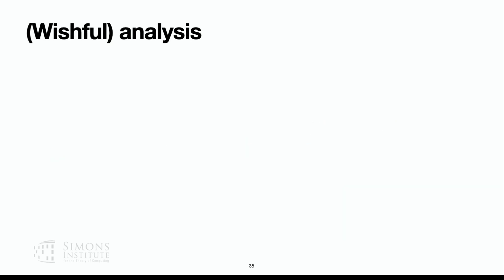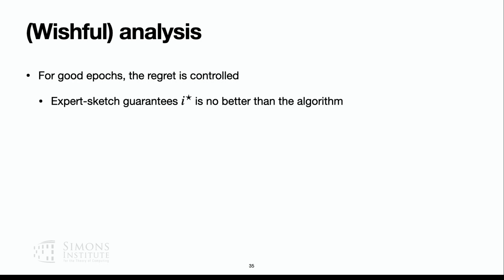Now let's do the regret analysis. For good epochs, I claim the regret is trivially controlled. Intuition: the definition guarantees that if i star is removed at the end of these good epochs, then by the definition of expert sketch, i star is replaceable by our algorithm. So the performance of our algorithm should be no worse than i star. So for good epochs, the regret is essentially 0, or some trivial amount.